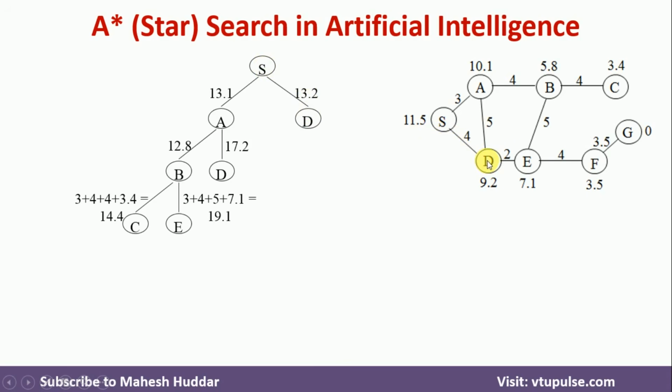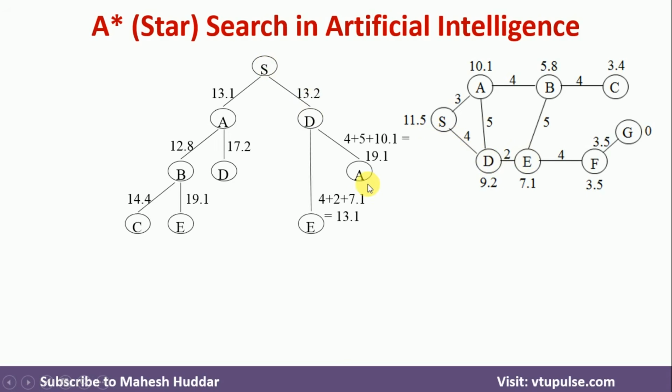The neighbors of D are, actually two neighbors are there. A and E are the two neighbors. So for A, 4 plus 5 plus 10.1, that is nothing but 19.1. For E, 4 plus 2 plus heuristic value of E, that is 7.1. The answer is 13.1. So 19.1, 13.1, 17.2, 19.1, 14.4.